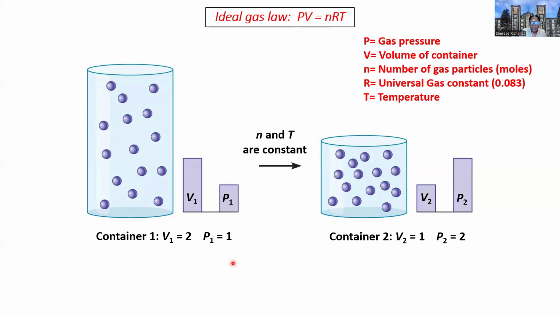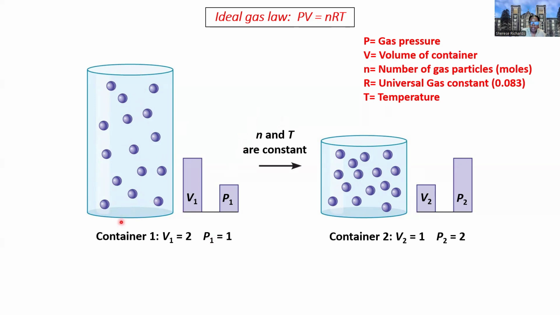And so if you look at our scenario here on the left, we have a container that is larger in volume. So our volume here is equal to 2. We have our number of particles, which is constant. So it's the same number of particles in this container as it is in this container. Temperature is also the same in this container as it is in this container. So again, we can ignore these three variables because they are constant. However, because the volume of the container is higher or greater, the pressure is lower.